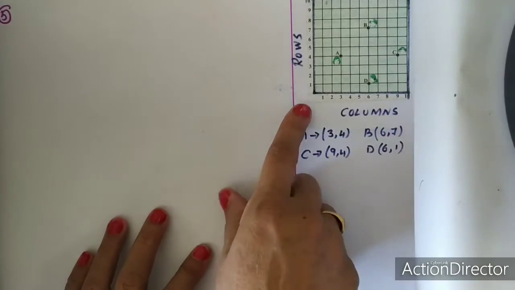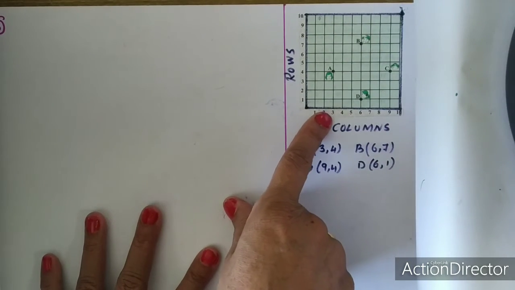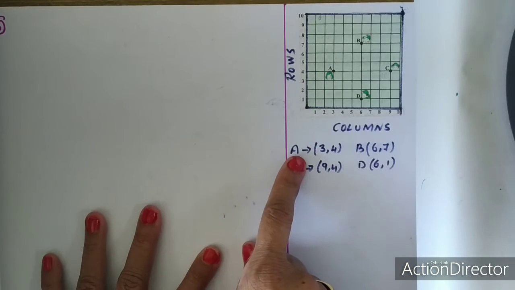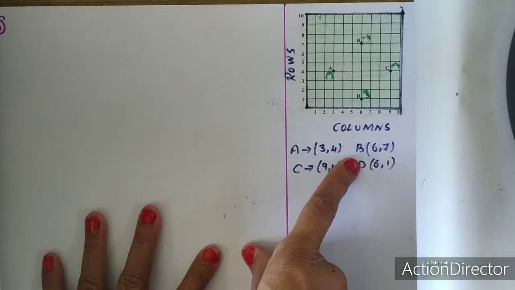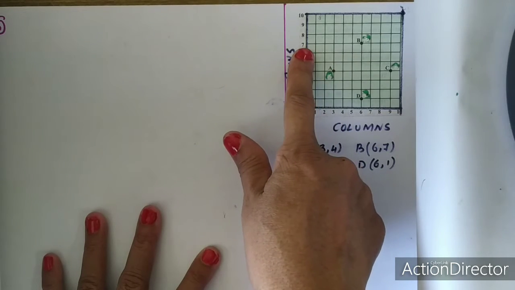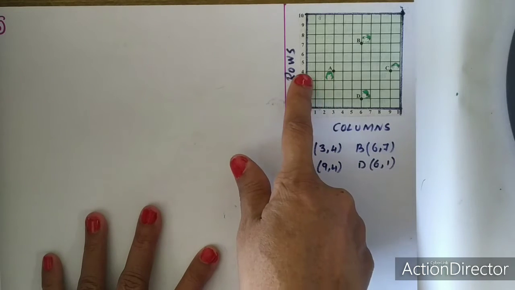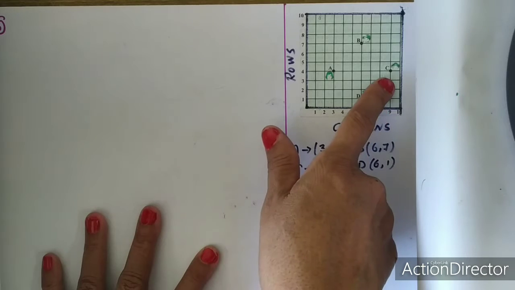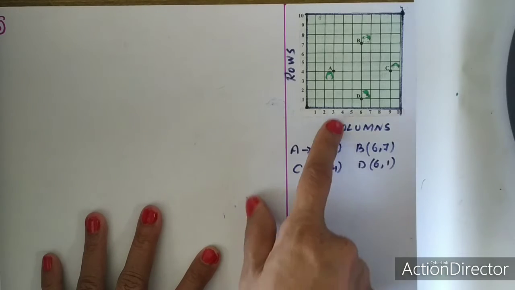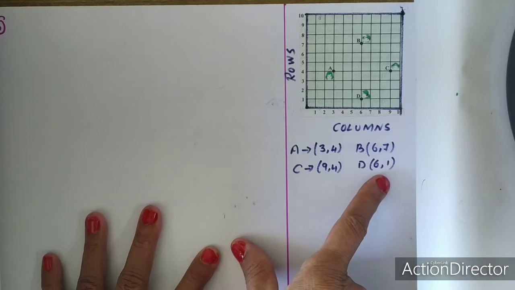Now, here I have pasted the figure over here. How will you calculate the coordinates of A? From X it is 3 units and from Y it is 4 units. Therefore, the coordinates of A is (3, 4). Coming to B, B is over here. From X it is 6 units and from Y it is 7 units. Therefore, coordinates of B is (6, 7). Coming to the point C, X is 9 and Y is 4. So, coordinates of C is (9, 4). D is X is 6 and Y is 1. So, coordinates of D is (6, 1).